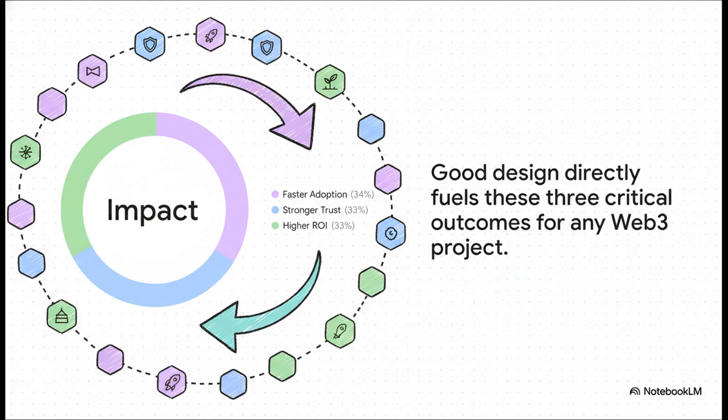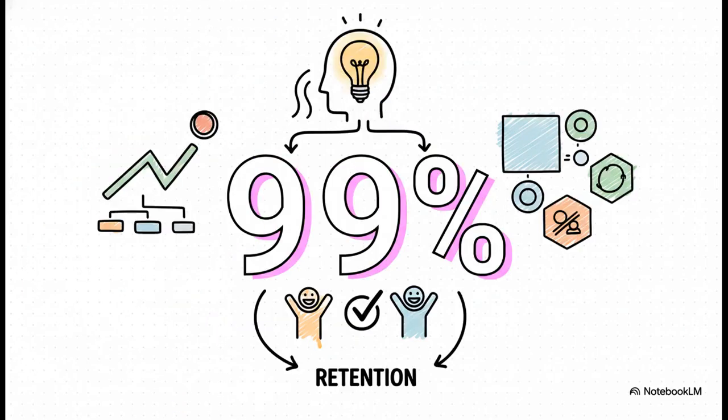Good design directly fuels these three key things. It creates this amazing positive cycle, right? Better design leads to more trust from users. More trust leads to faster adoption. And faster adoption results in a healthier, growing ecosystem for everyone. It all feeds itself. And hey, if you need some hard proof, just look at this number, 99%.